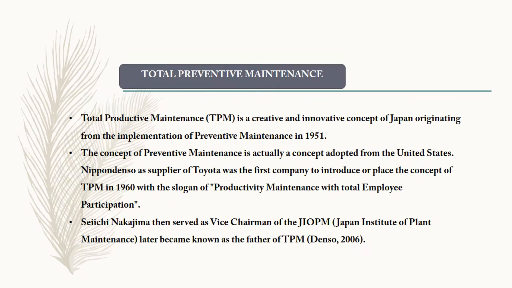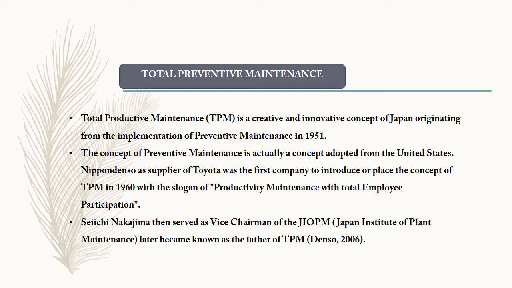Total Productive Maintenance (TPM) is a creative and innovative concept of Japan originating from the implementation of preventive maintenance in 1951. The concept of preventive maintenance is actually a concept adopted from the United States. Nippon Denso, a supplier of Toyota, was the first company to introduce the concept of TPM in 1960 with the slogan of Productivity Maintenance with Total Employee Participation.